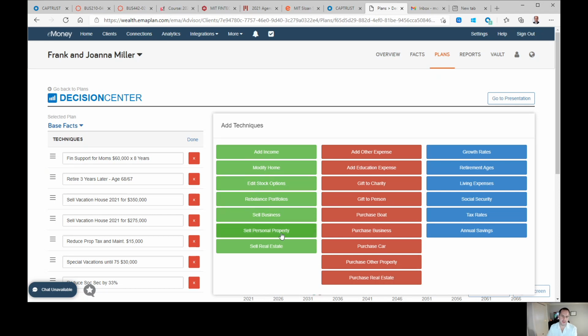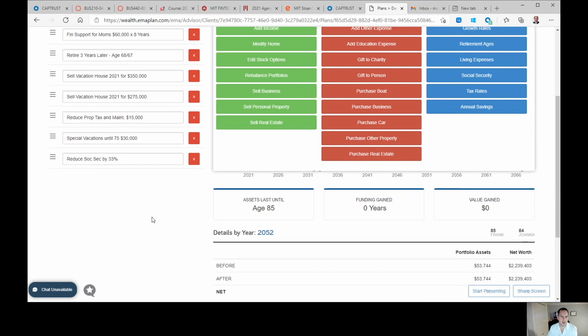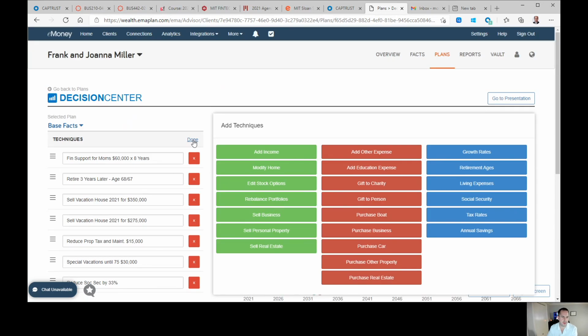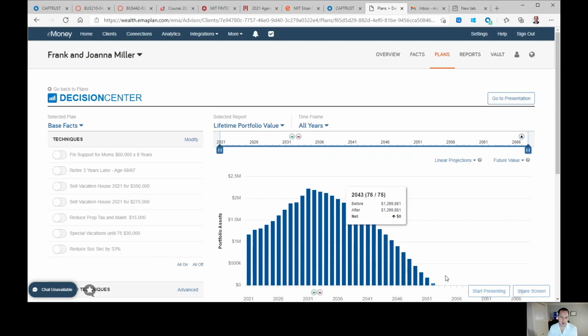Sell business, sell personal property, sell real estate. All the red here is outflows. So add expenses, right? Whether that's going to charity, buying a car, purchasing property, changing growth rates on the right. These are kind of like core assumptions: retirement ages, living expenses, tax rates, Social Security, and annual savings. Okay, so exiting out of that, we see the options they have here.